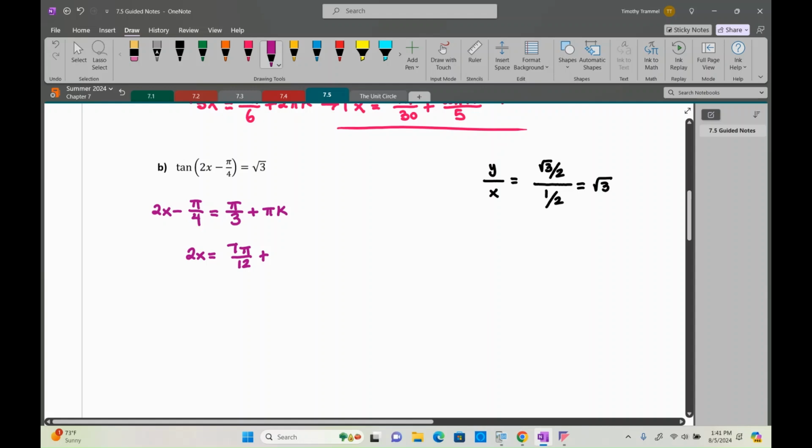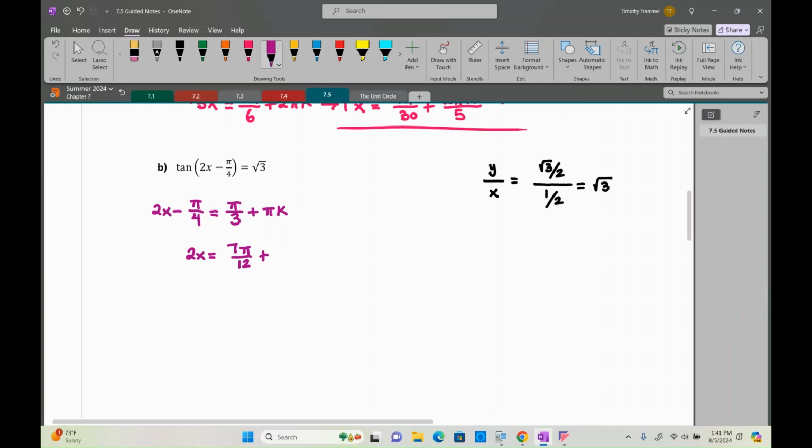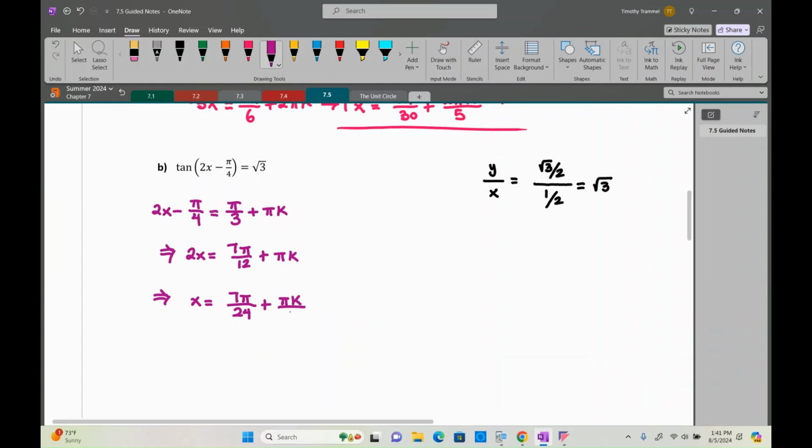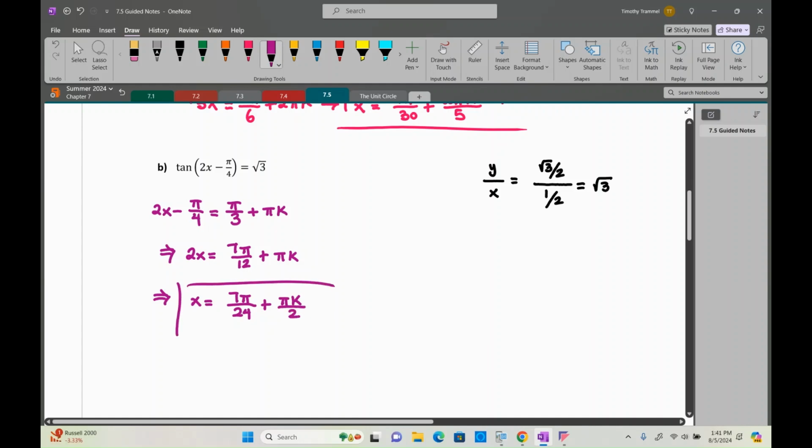Okay. And we don't want to forget, we did add the pi over 4, but we still have this pi k over here. Okay. And then to finish solving this for x, I just need to divide each side of this equation by 2. And so we get x equals 7 pi over 24 plus pi k divided by 2. And so all of our solutions will take this form right here.